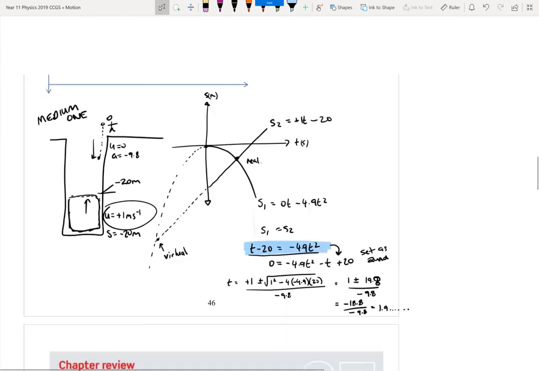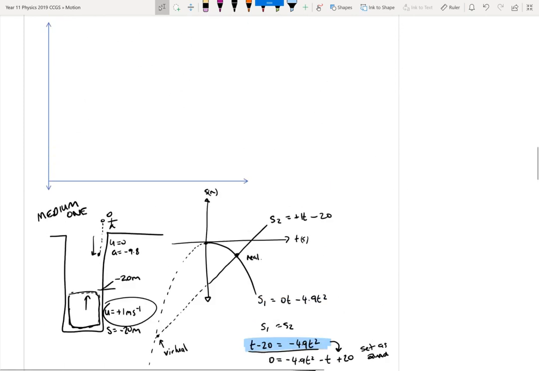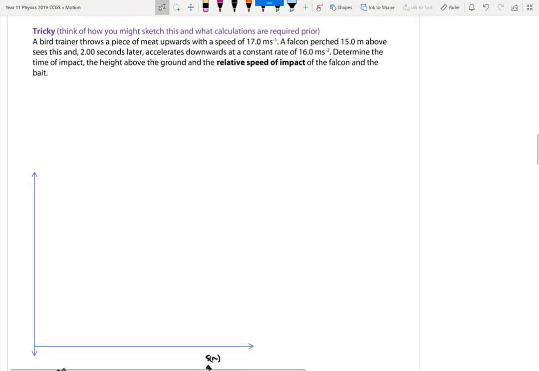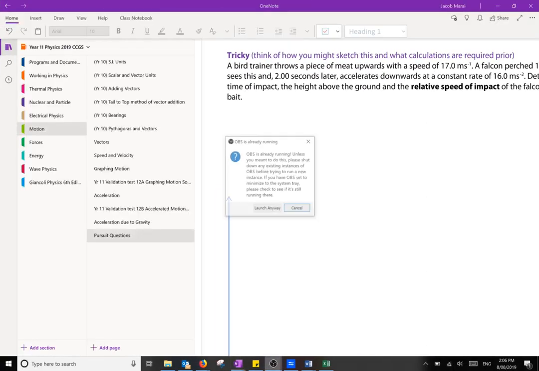All right. Have a go. If you pursue questions, there's one in the test. Have a go at this really nasty one. You have to have a think about what calculations you need before you start sketching. Okay? So give that a go. I'll stop the recording here.